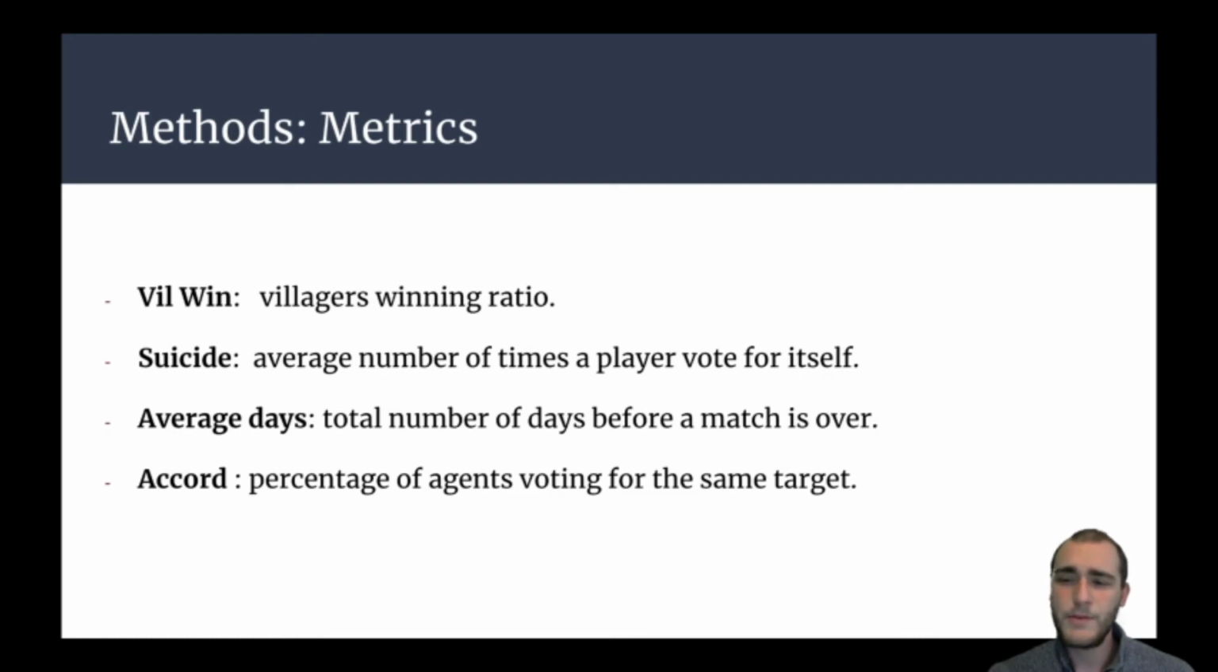Sometimes, it becomes part of a complex strategy to vote for oneself, in order to deceive the other agents. For this reason, we report the number of times an agent votes for itself, normalized by the total number of agents.